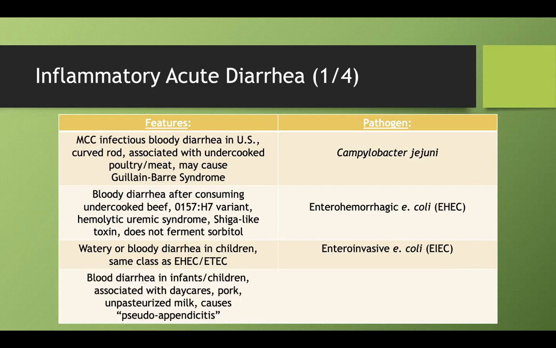And the last one I have on this slide: bloody diarrhea in an infant or child, strong associations with daycare, pork, and unpasteurized milk, and it can cause something called pseudoappendicitis. This is Yersinia enterocolitica infection.